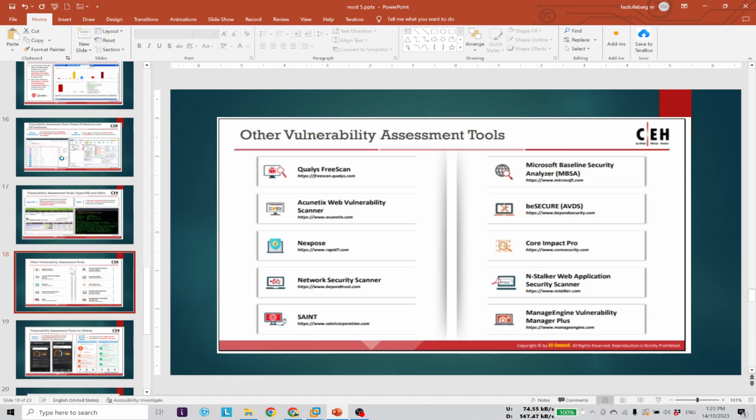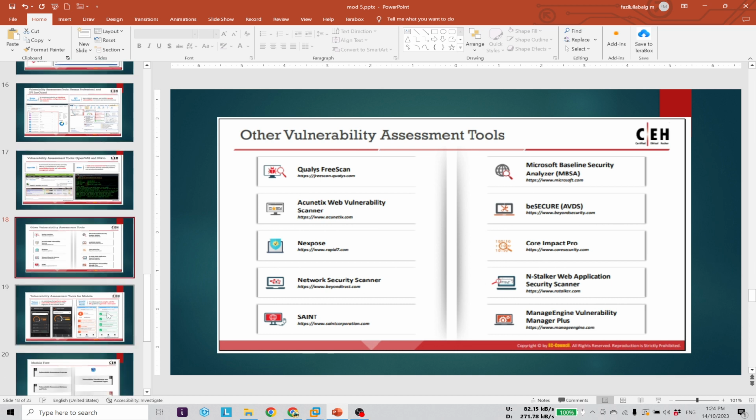We can see here other vulnerability assessment tools are also there: Qualys free scan, Acunetix web vulnerability scanner, as I told you before, Nexpose, and so many things. Core Impact is a paid scanner, and the cost is something around $20,000 for a year's license. But this is a very good tool. It will automatically scan the target, and automatically gain access and compromise the target. Everything will be done automatically. I have used it, so I know this very well.